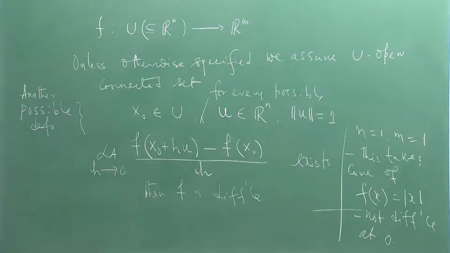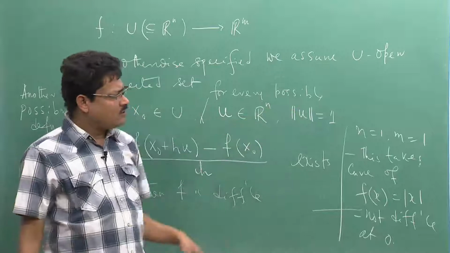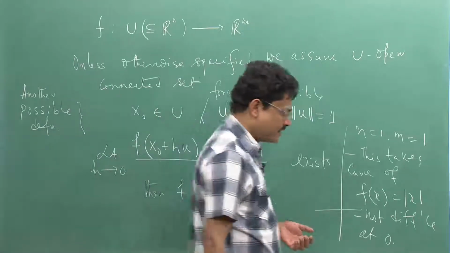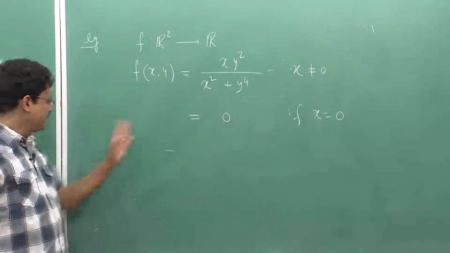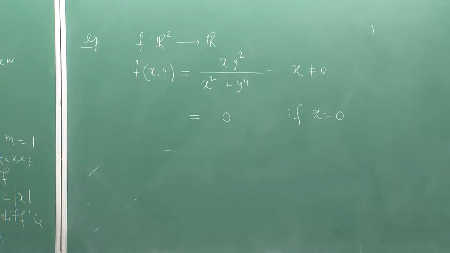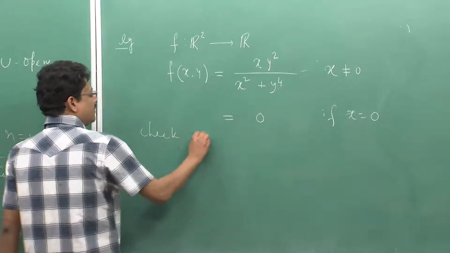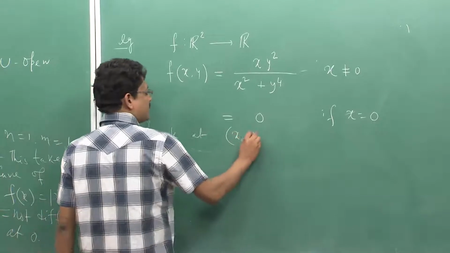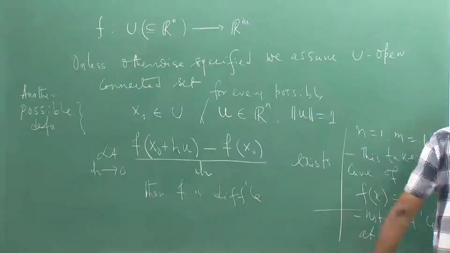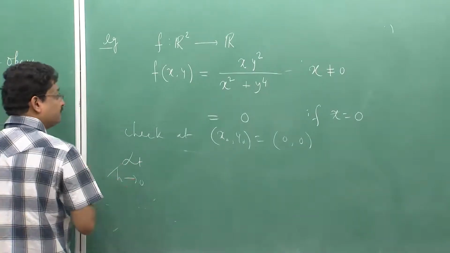You can just see that this function, according to this definition, if x not equal to 0, y not equal to 0, and at 0 0 except 0 0, everywhere it will satisfy this definition, everything is very nice. But let us check it at x naught y naught equal to 0 0.